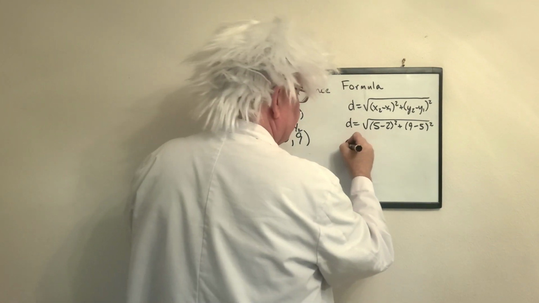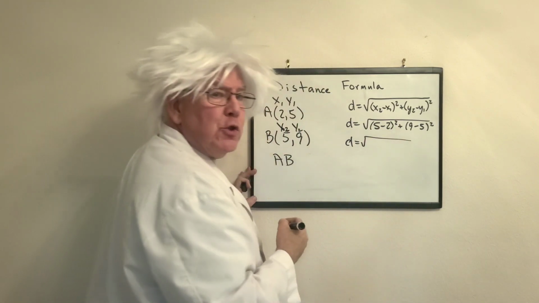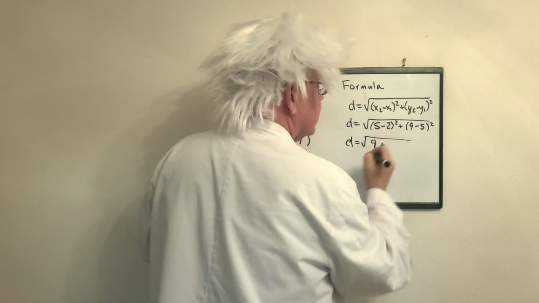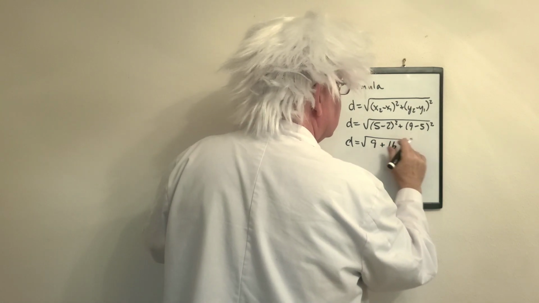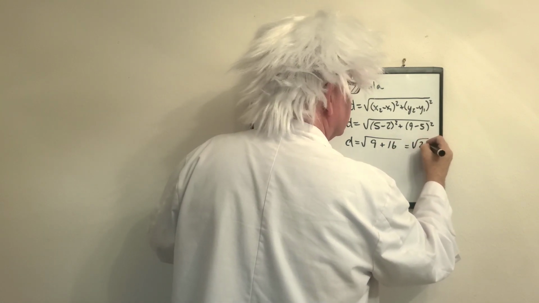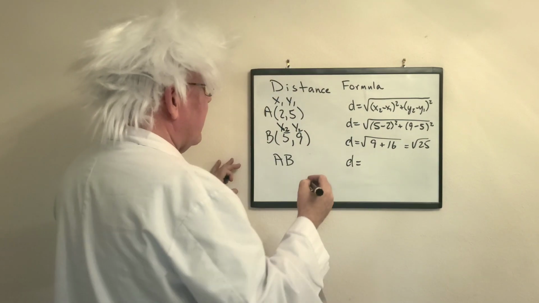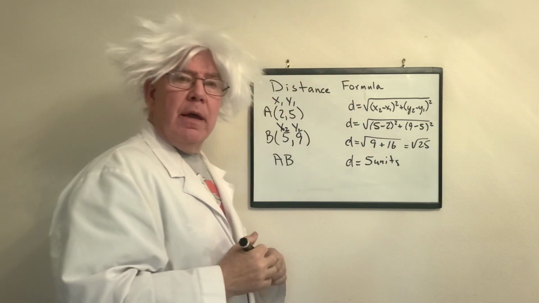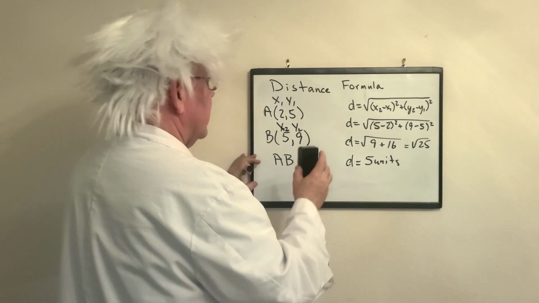So, do a little calculating here, and we've got 5 minus 2 is 3, so 3 squared is 9, okay? 9 minus 5 is 4, 4 squared is 16, so you get the square root of 25. Now, the distance is the square root of 25, or 5 units, okay?